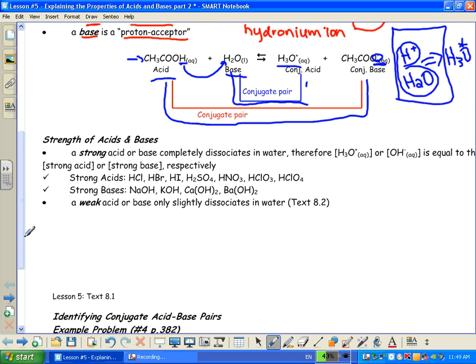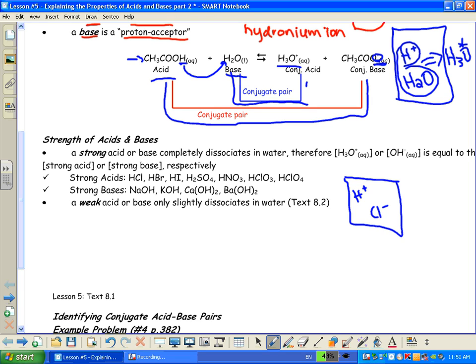Another thing that you guys need to take into consideration is the strength of acids and bases. Today we've been focusing on strong acids, and then over the next couple of days we're going to look at weak acids and bases. For a strong acid or base, they will completely dissociate in water. About 99% of it will dissociate. So that means if we take hydrochloric acid and we put it in water, about 99% of it will break up into its respective ions.